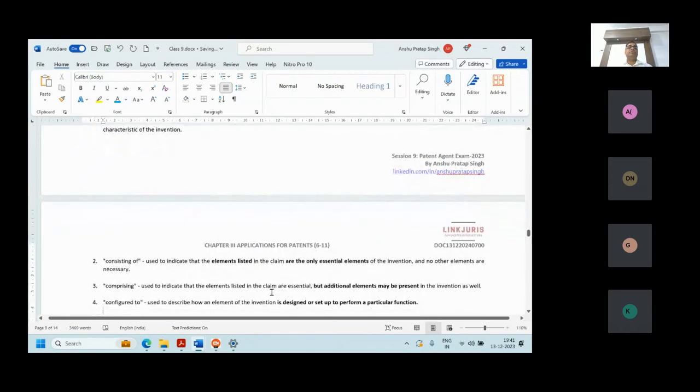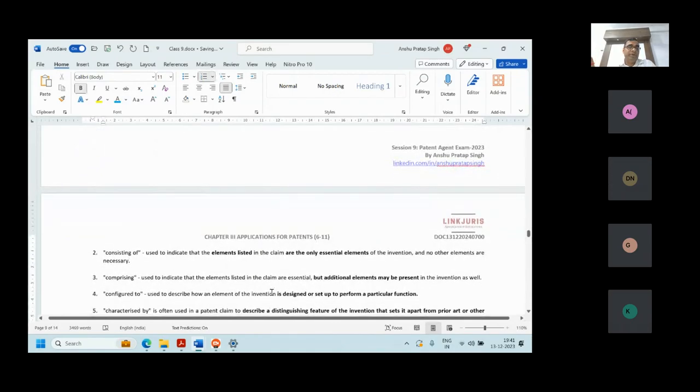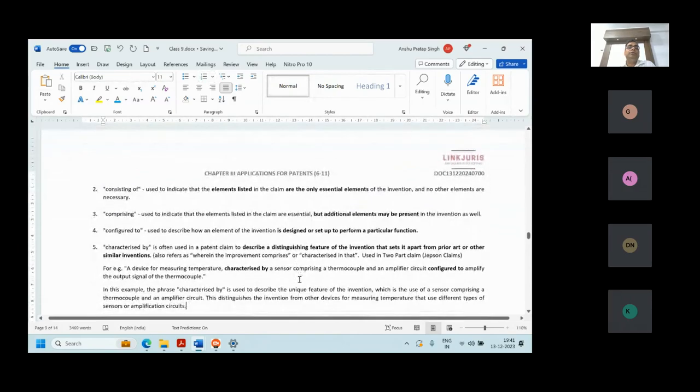Now, generally consisting of covers only the essential elements. Comprising means all the elements listed in the claims are essential, but additional elements may be present in the invention as well. This is comprising. Figure two is where you have modified this particular thing to perform a particular function.